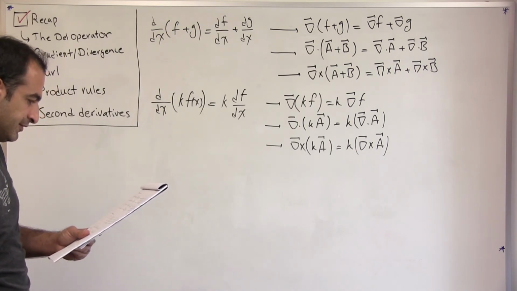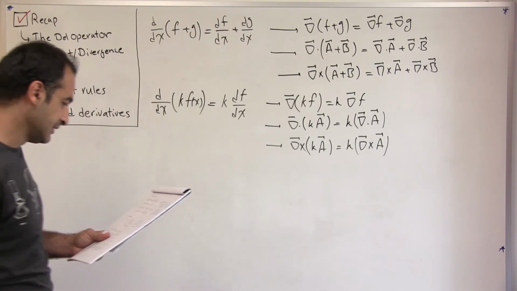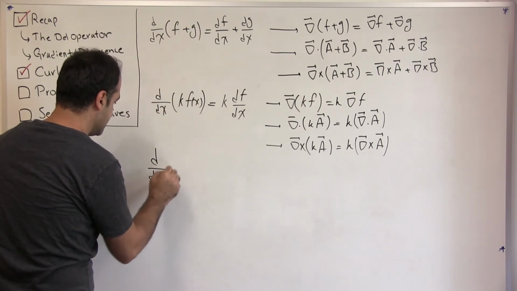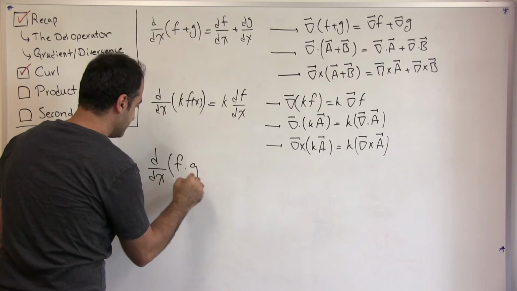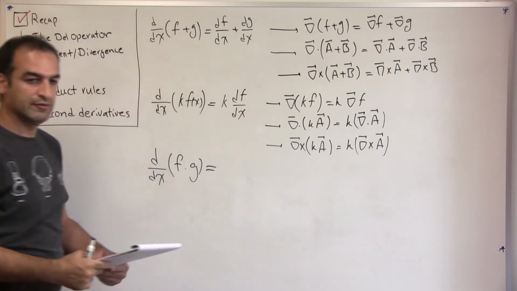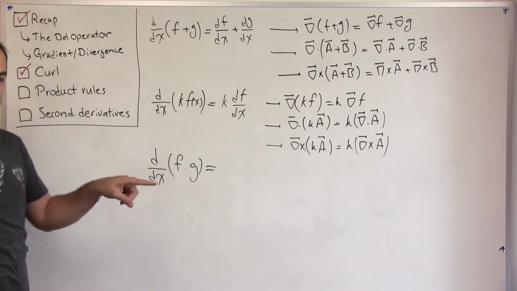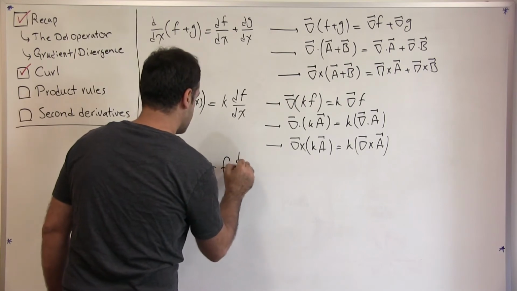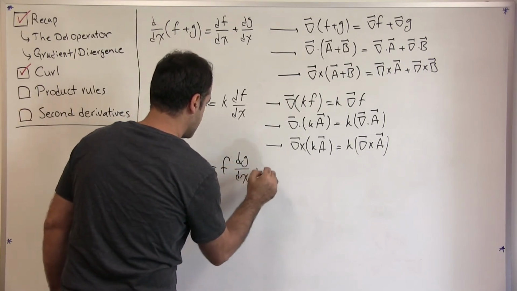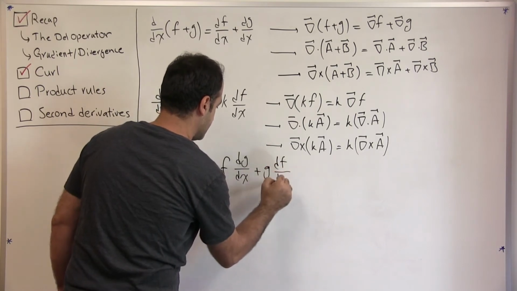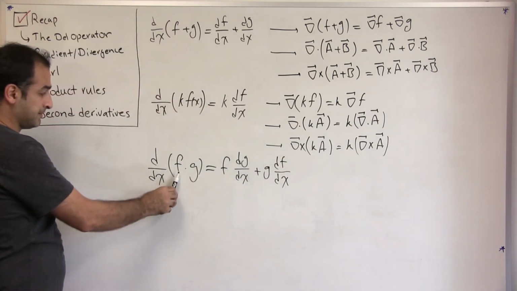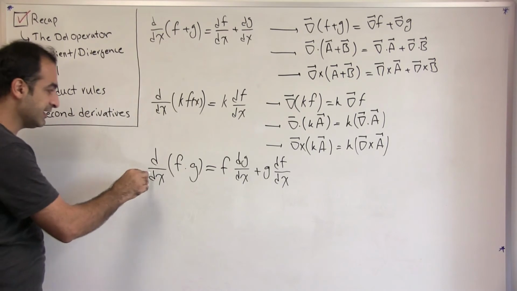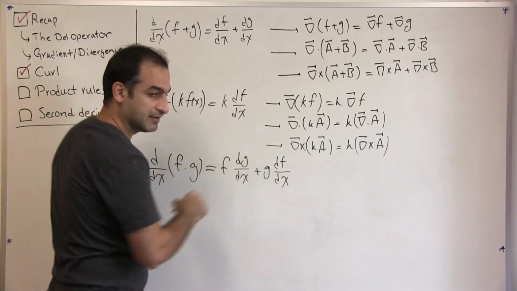And what about if you have the product? If you have the product d over dx of fg, you have two functions, both functions of x. You take the derivative. You know that the product rule says that it's equal to f times dg over dx plus g times df over dx. Here f is not a constant, g is not a constant, both of them are functions of x. If you take that derivative, you will have two terms like this.